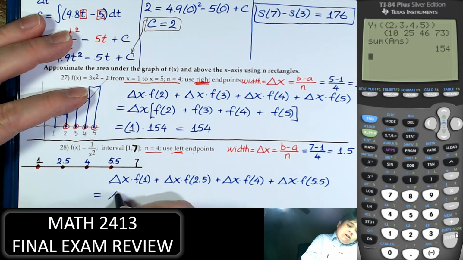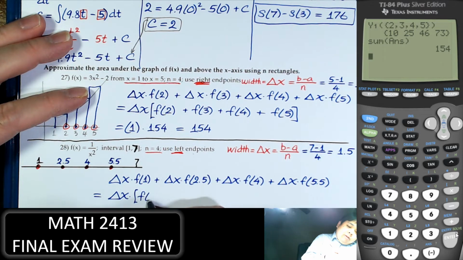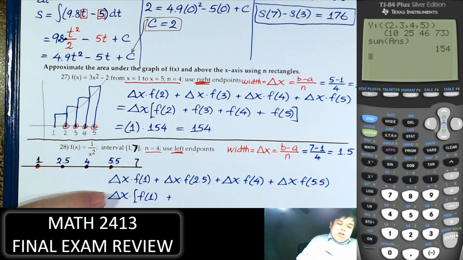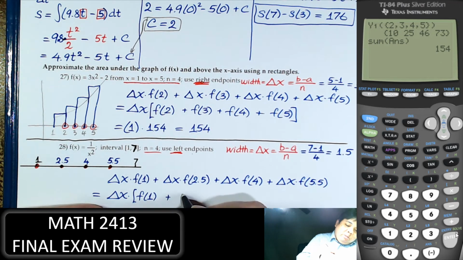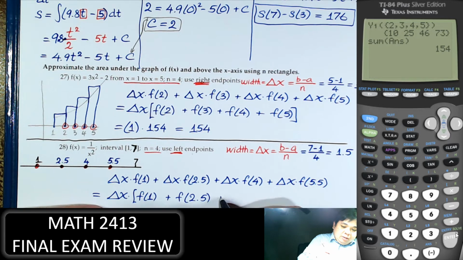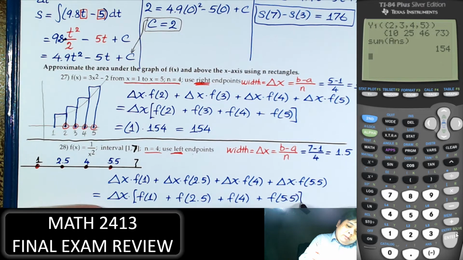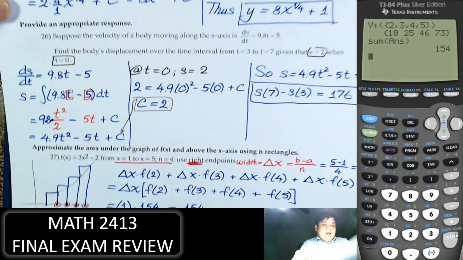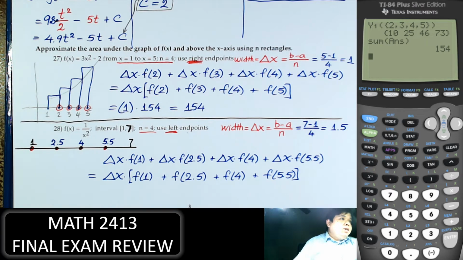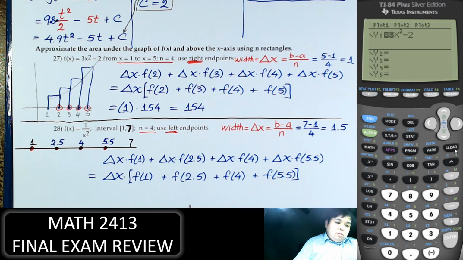I can factor out the delta x. F of 1. I just changed the problem so it will be different from the previous problem. Now just enter the function, which is 1 over x squared. To be sure that it's actually 1 over x squared, just say 1 divided by x squared. Right.